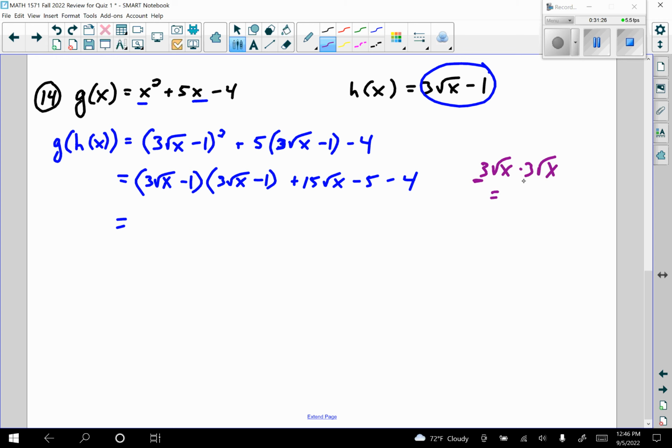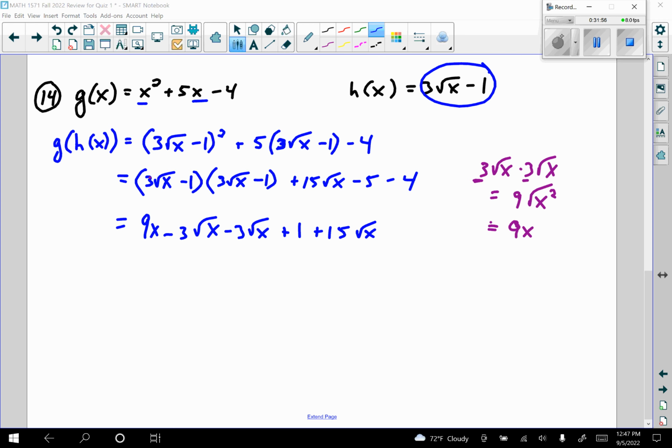So as I multiply, and I'll show this off to the side, 3 radical x times 3 radical x, we can multiply the 3's, we get a 9. Then we get a radical, and anything under a radical we can multiply, so we get an x squared. Well, square root of x squared just gives us an x. So when I multiply the first two terms, we're just going to get a 9x. Outside we'll get a minus 3 radical x. Inside we'll get a minus 3 radical x. Last we'll get a plus 1. Then we get a plus 15 radical x. Then we'll have a minus 9 at the end.